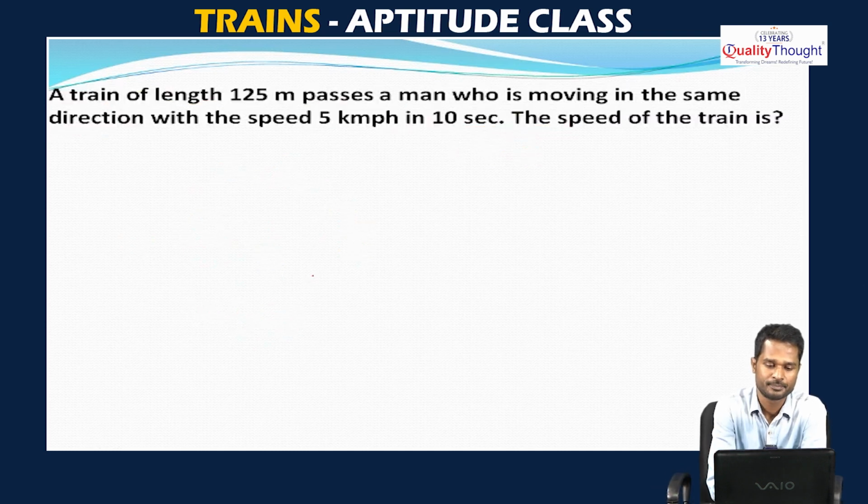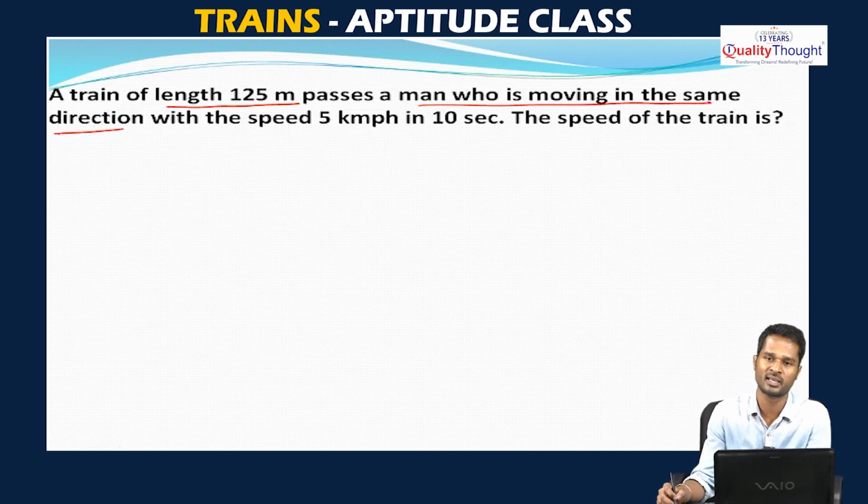See the next question. A train of length 125 meters passes a man who is moving in the same direction with the speed 5 kilometers per hour in 10 seconds. He has given the length of the train as 125 meters. It passes a man who is moving in the same direction, that means the train and the person both are moving in the same direction. And in the question he has given the speed of the person as 5 kilometers per hour. So, the person is moving with this speed and the train crossed him in only 10 seconds.